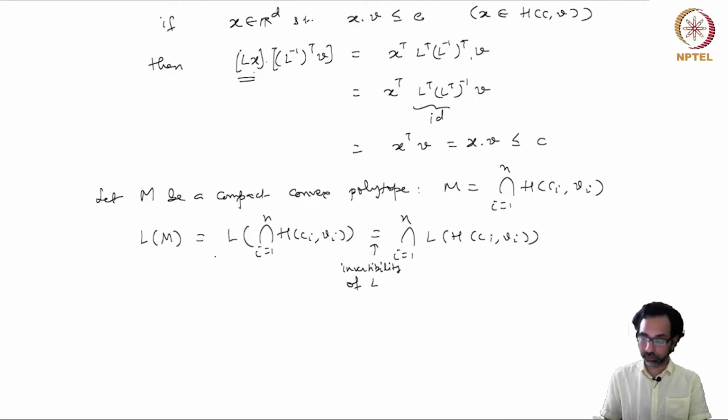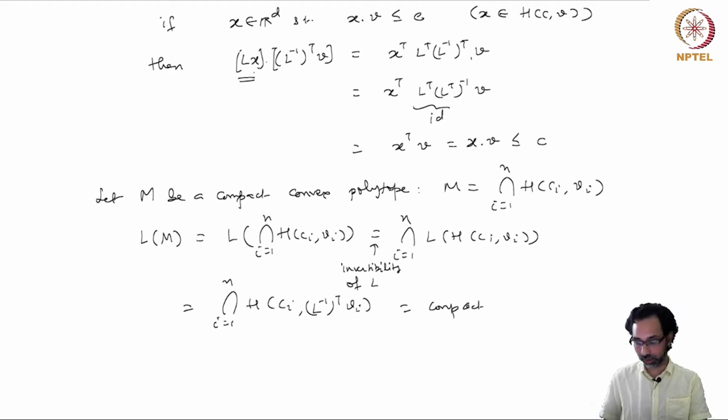It's only true when L is injective, because the image of the intersection equals the intersection of the images only when L is injective. In this case, L is in fact invertible, so this equality holds, and for each i, L of H_{C_i,V_i} is H_{C_i, L inverse transpose V_i}, and this is again a compact convex polytope. This is a finite intersection of half spaces, so it is a compact convex polytope.